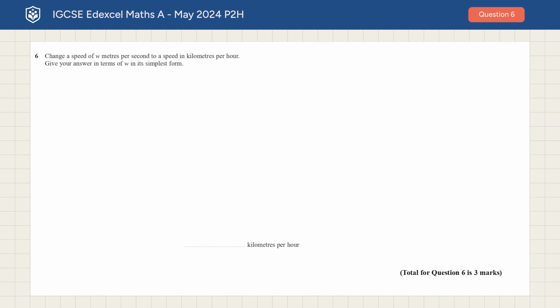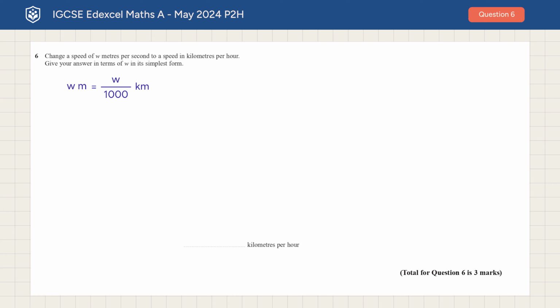Now let's look at question 6. We need to change a speed of w meters per second into kilometers per hour, giving our answer in terms of w in its simplest form. To do this, we convert the units of distance and time separately. First, convert meters to kilometers. Since 1 meter is 1,000th of a kilometer, w meters is w over 1,000 kilometers.